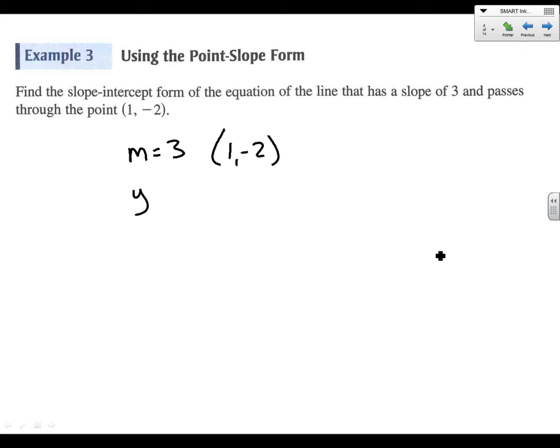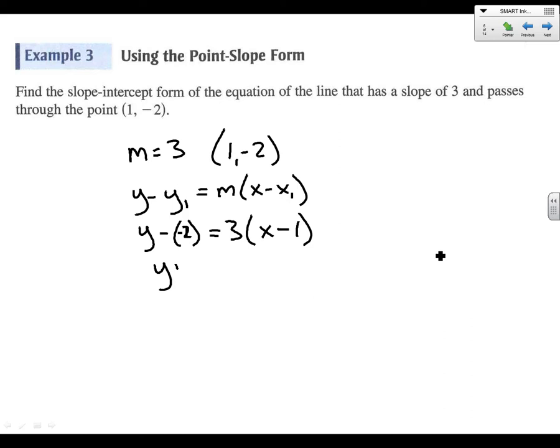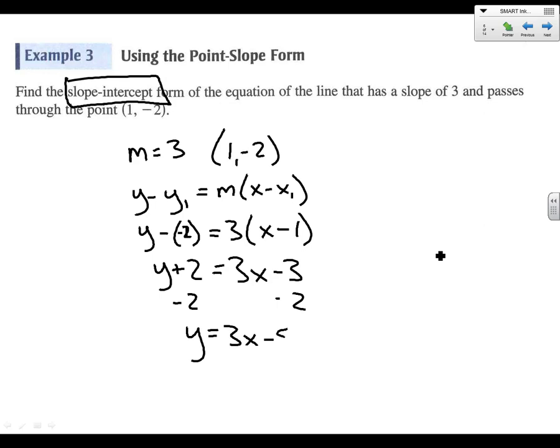All right, so I know my equation is y minus y1 equals m times (x minus x1). Let's plug this in. My x1 is 1, my slope is 3, and my y1 is negative 2. So this is y plus 2 equals 3x minus 3. The problem did say give me slope-intercept, so that means get y by itself. Let's subtract 2 away and get y equals 3x minus 5. Okay? So we're just plugging into that point-slope equation.